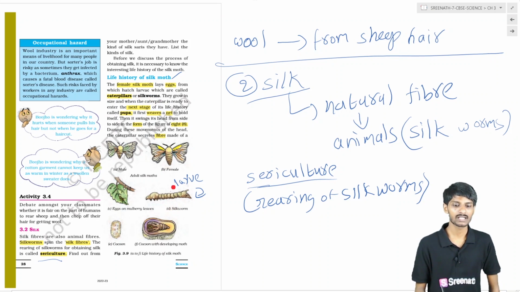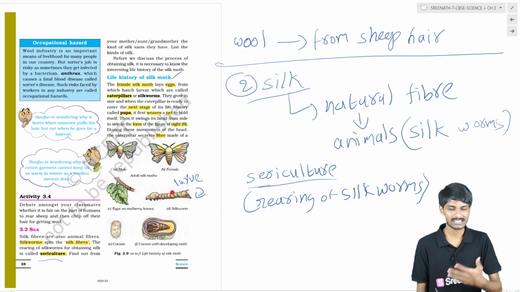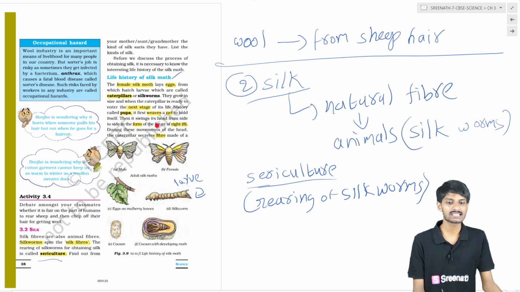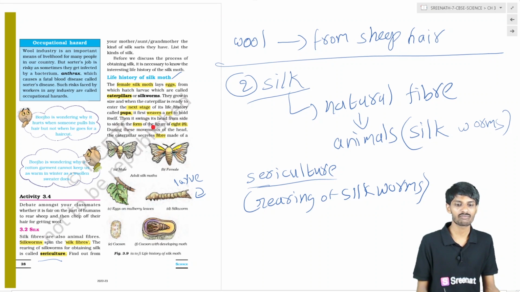After that, these silkworms will eat so much and grow in size. The next stage of the silkworm is the pupa. First it weaves a net to hold itself, then it swings its head from side to side in the form of a figure of 8. They will weave like that.